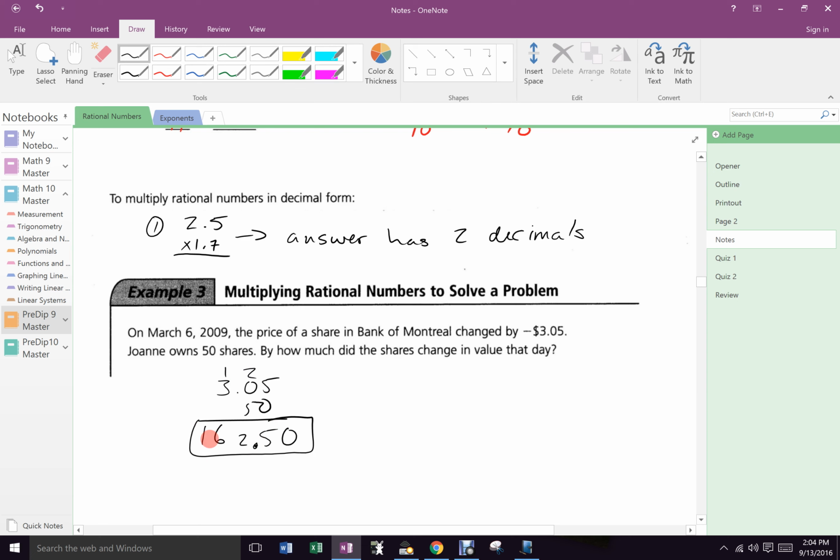Oh man, I hate when I lose. Did I write the answer correctly? No, you did not. Why not? Because you forgot the dollar sign and the negative. That's what I'm looking for. I want the negative. Mic drop.